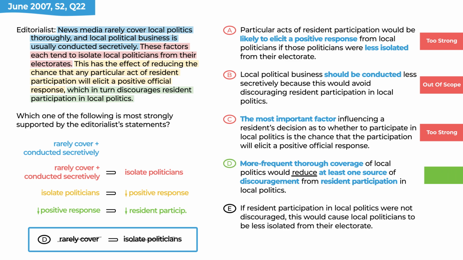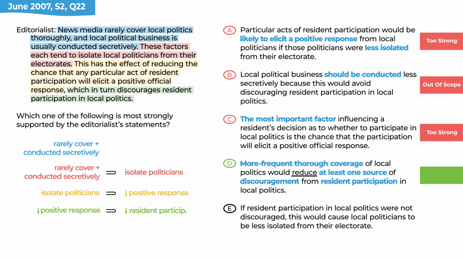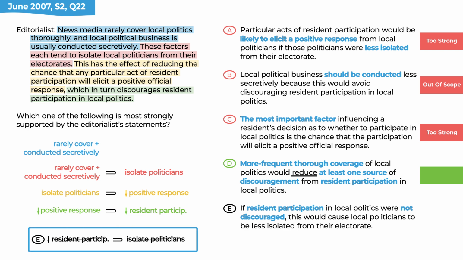So let's hold on to answer choice D and take a look at answer choice E. It says that if resident participation in local politics were not discouraged, this would cause local politicians to be less isolated from their electorate. In this case, we have a relationship. If resident participation is not discouraged, well, where does it talk about discouraging resident participation? That's at the end of the causal chain. This would cause local politicians to be less isolated. And it almost looks like it's working through a contrapositive reasoning structure.